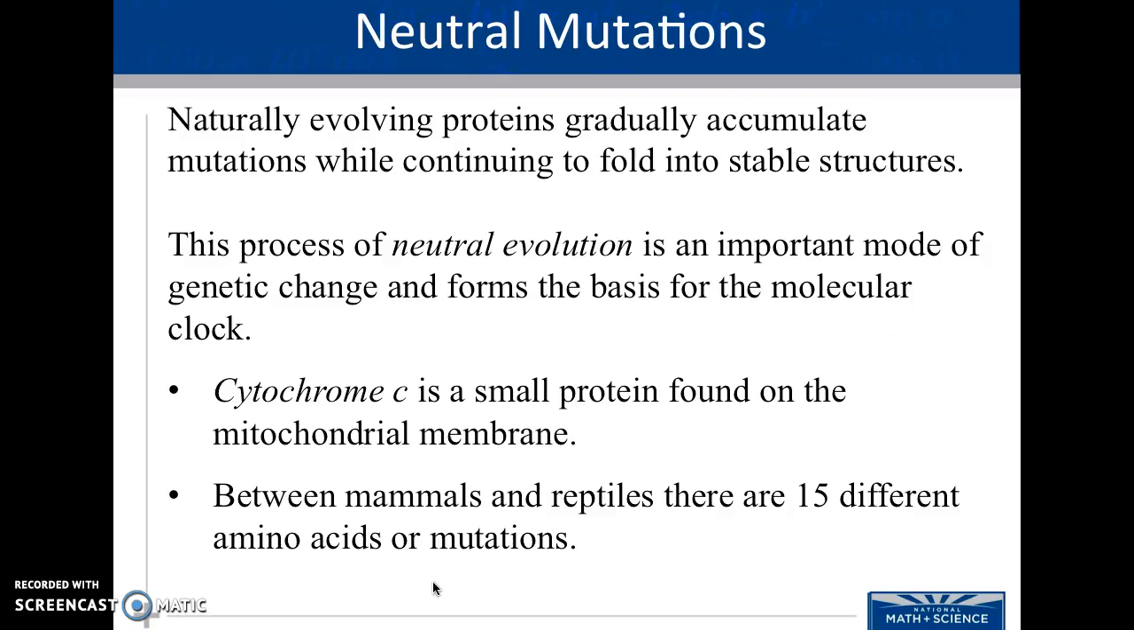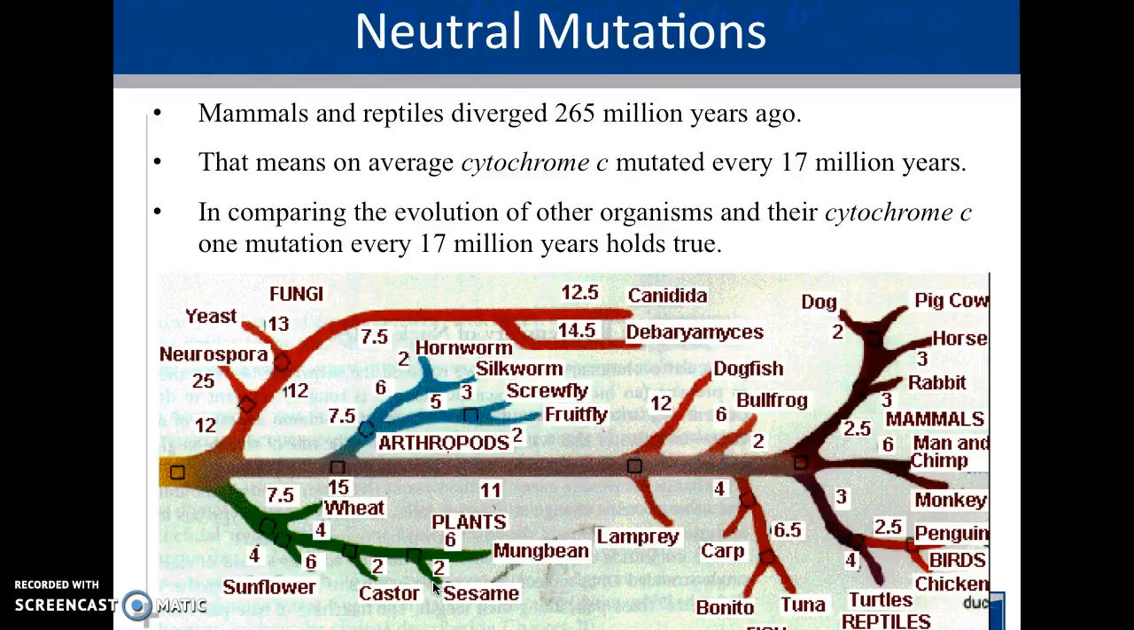Okay, picking up where we left off. In general, naturally evolving proteins gradually accumulate neutral mutations. This is neutral evolution. It doesn't really negatively or positively impact anything. We just see that it creates some variety. This is an example of that.